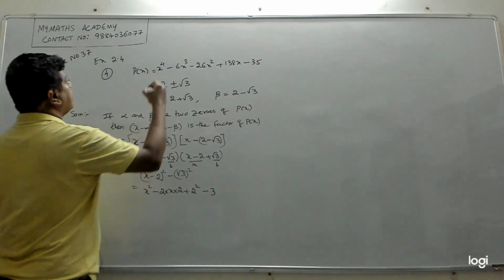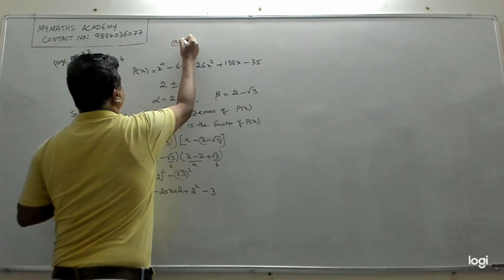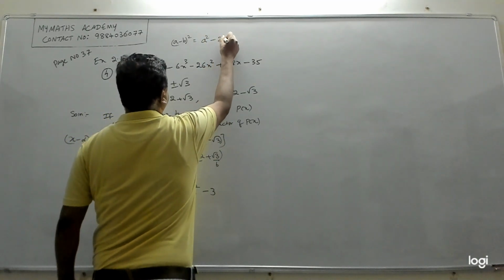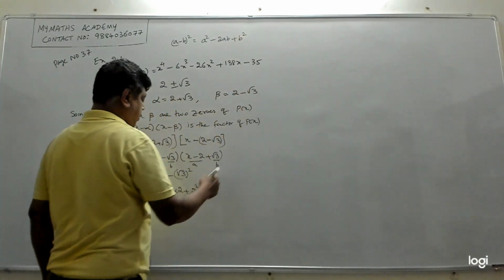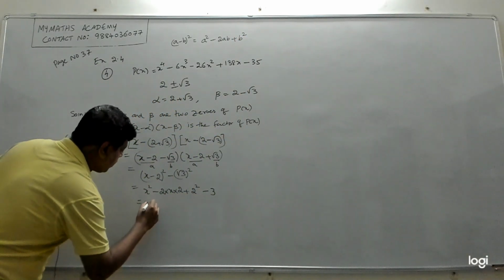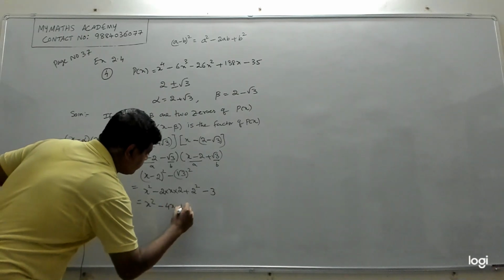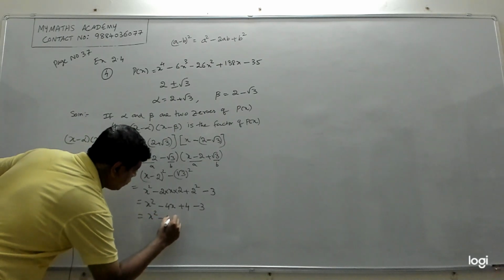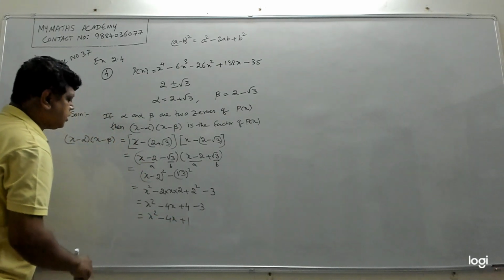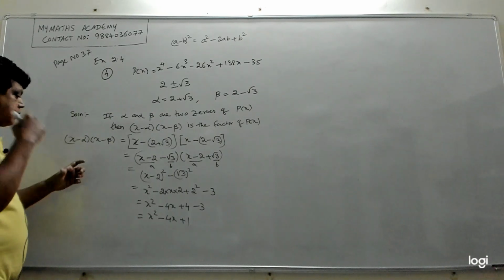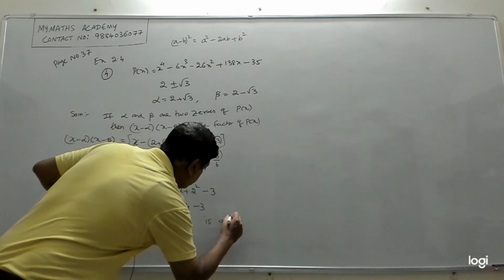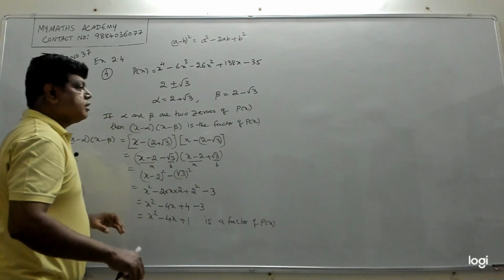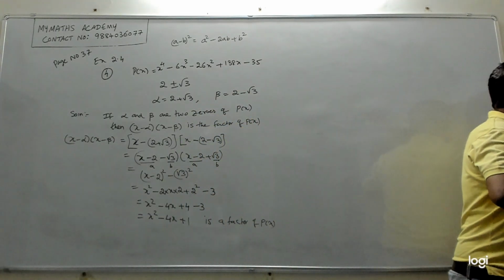I am applying the formula a minus b the whole square, which I hope you all know is a square minus 2ab plus b square. So that's what I have applied here. Then this becomes x square minus 4x plus 4 minus 3, so that becomes x square minus 4x plus 1. This is the value of x minus alpha into x minus beta, and this is a factor of p of x.